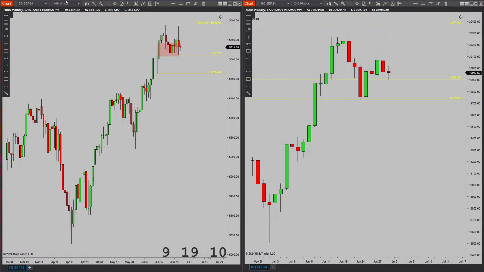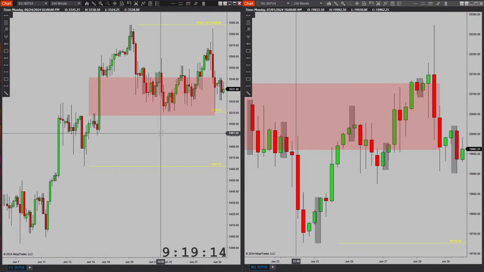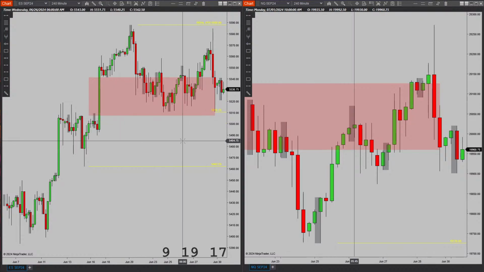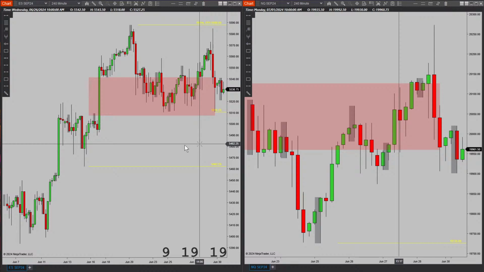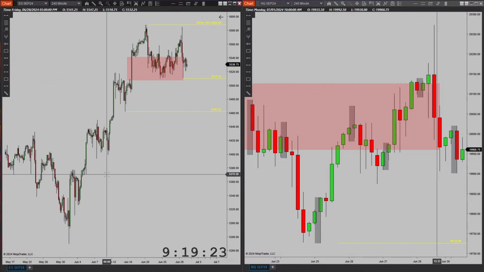Let's head into the 4-hour. So on the 4-hour, we do have a range here. Like I said, we are trading within this range. Here we go.